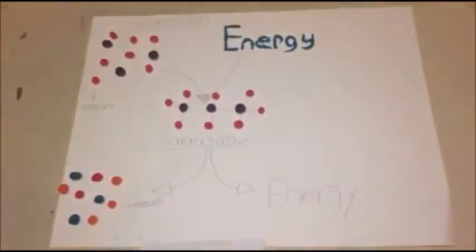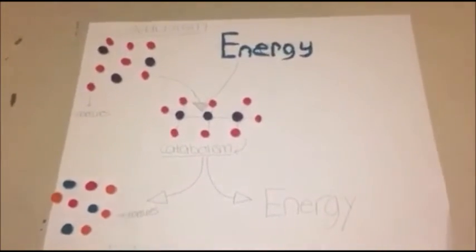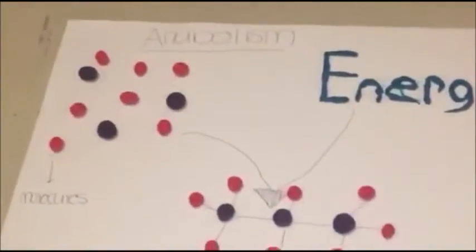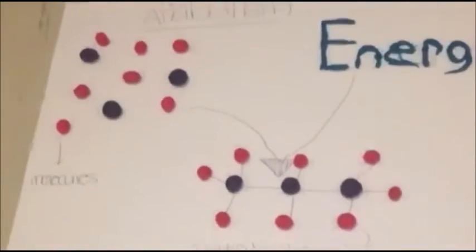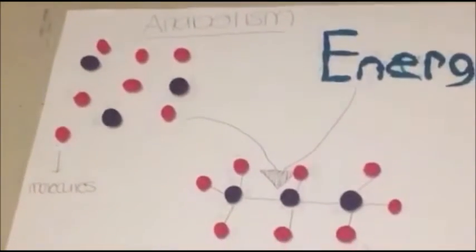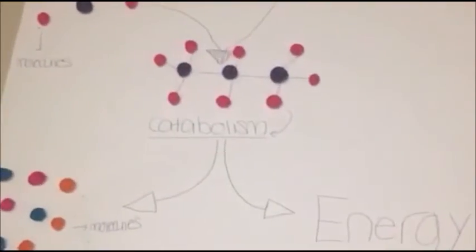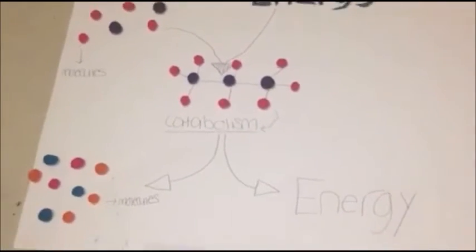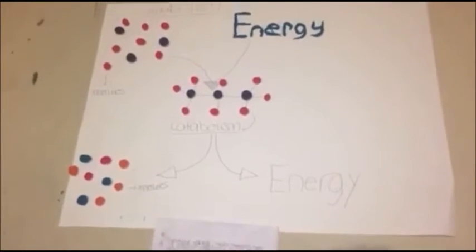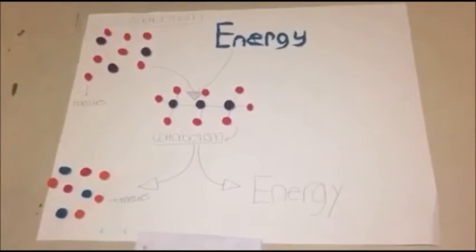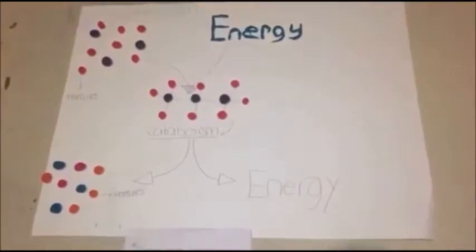Synthesis reactions, also known as anabolism. It's the most common type of chemical reaction. Two or more chemicals combine to form a more complex product. Next we have decomposition, also known as catabolism. It's rotting and decay, separation of chemicals to form simpler compounds, the exact opposite of chemical synthesis.